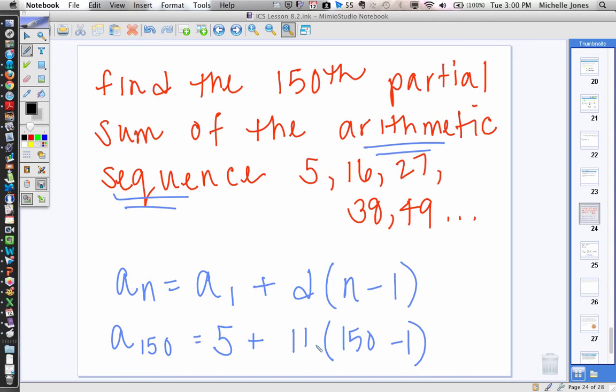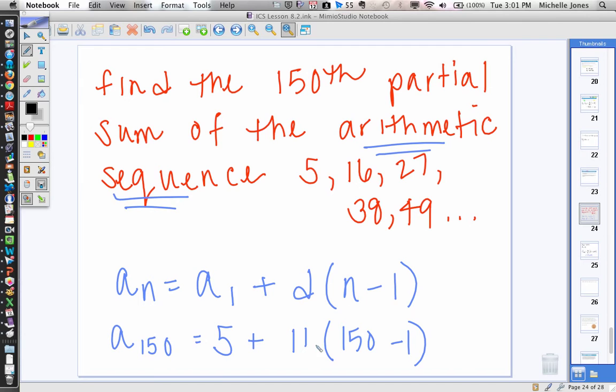So this problem in red says find the 150th partial sum of the arithmetic sequence 5, 16, 27, 38, 49, and so on. There are a couple of key words here that you want to make note of. Partial sum. This isn't going to be the sum of the entire sequence. It's just part of it because it goes on through infinity. The next thing is the arithmetic sequence. That means that we have a common difference between all of these values. And that's really important because we can't do this process without that common difference.